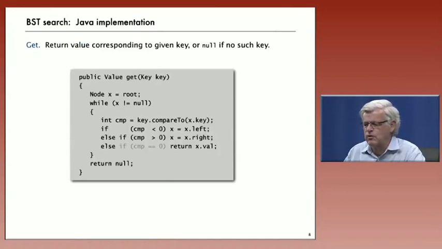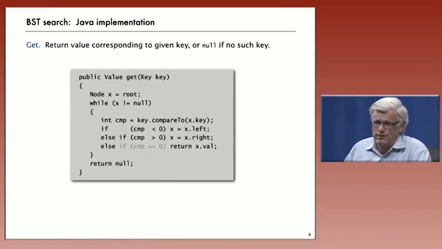All right, here's the code corresponding to the process that we just demoed. And it's quite straightforward, simple code, as simple as binary search, really. We start at the root. We set a variable x to be the root, and that's going to be the pointer to the current node as we move down the tree.